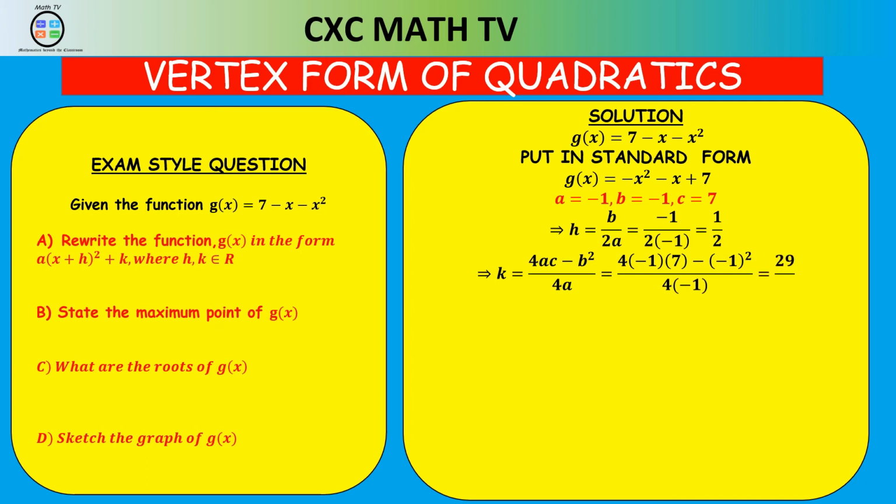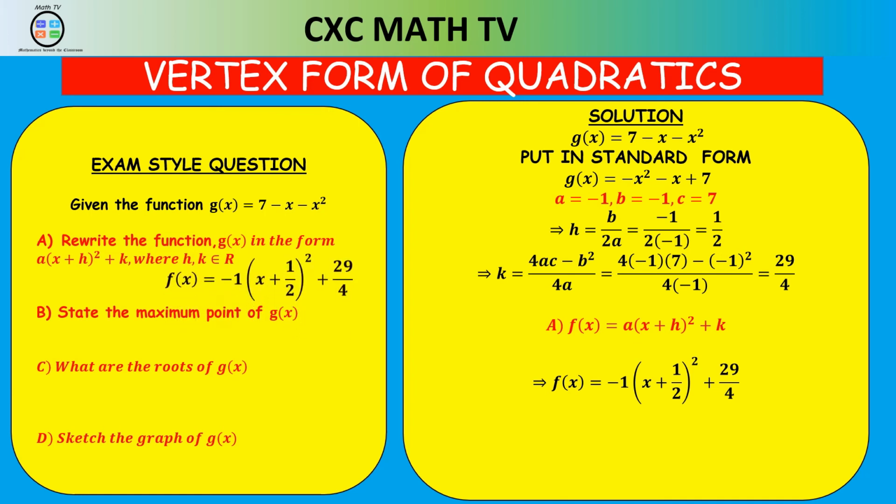So now g of x is a in bracket x plus h squared plus k. Remember, a is negative 1, h is a half, and k is 29 over 4. So in that case, g of x is negative 1 in bracket x plus a half squared plus 29 over 4. That's part A. Now part B said state the maximum point of g of x. Remember, the maximum point is negative h, k. So we just write negative a half, 29 over 4.